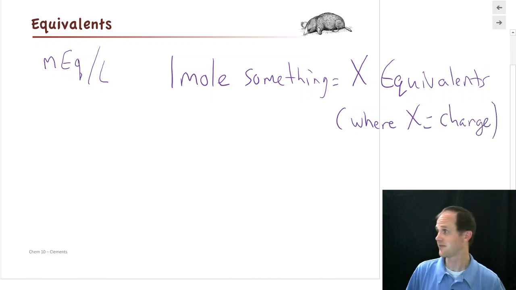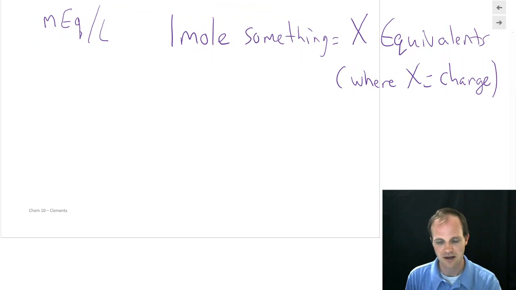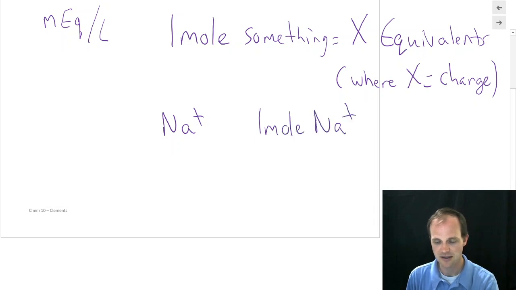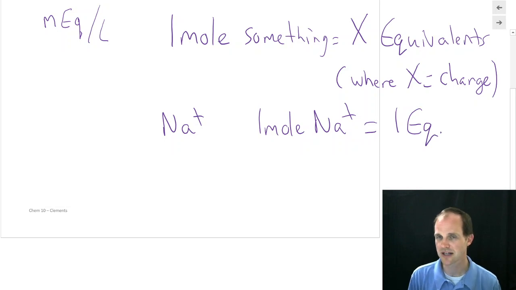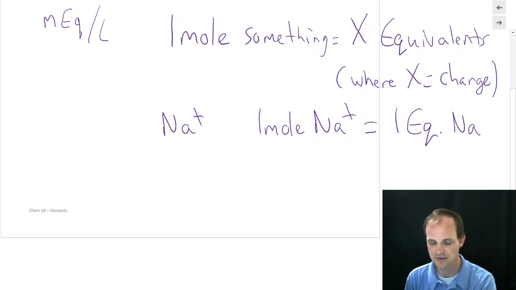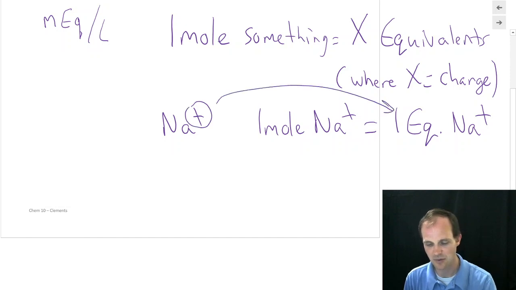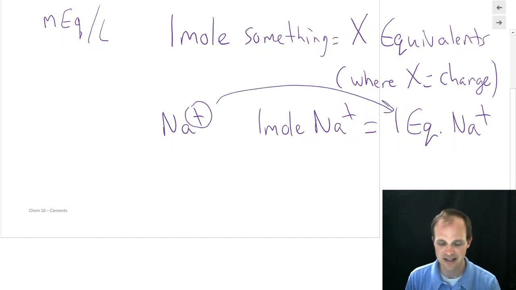You're like, Professor Clements, you just confused me. You'll understand in just a sec. It's actually pretty easy. Sodium ion has a +1 charge. So 1 mole of sodium ion is equal to 1 equivalent. Most people will shorten that to EQ, so I'm going to do that, of sodium. Why? Because a +1 here becomes a 1 here. You can guess what's coming.